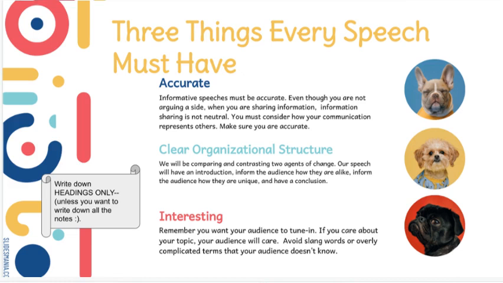And this is, again, I want you, if you are a hard copy notebook, just write this halfway down the page. Put a line in between these. What are the 3 things that every speech must have? And there are 3 really big pillars. Number 1 is it has to be accurate. Informative speeches must be accurate. Even though you're not arguing a side, when you share information, information sharing is not neutral. You're sharing what you want to share.